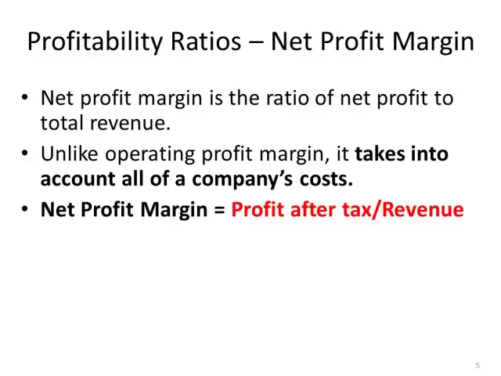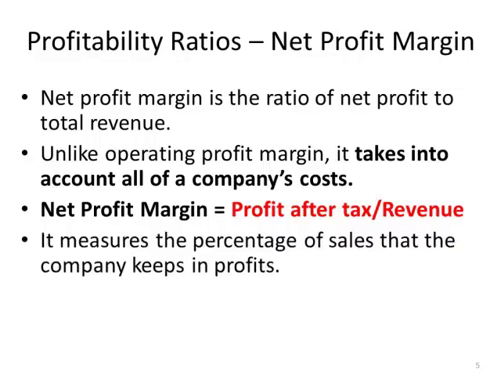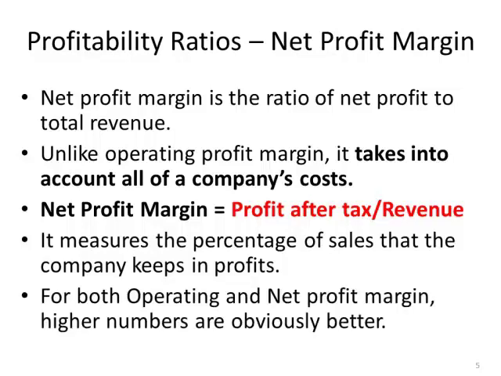So net profit margin is equal to profit after tax divided by revenue. It measures the percentage of sales that the company keeps in profits. And also for net profit margin, like operating profit margin, the higher the number is, the better.